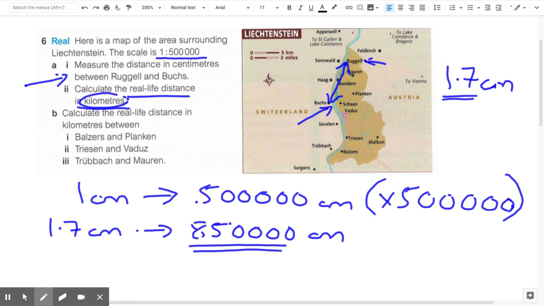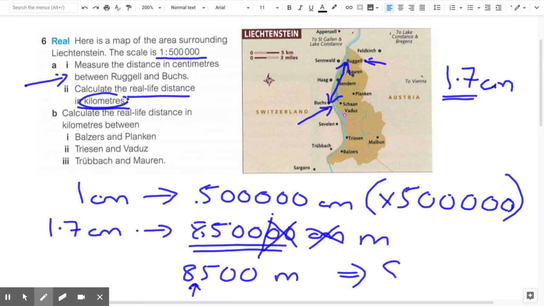So we know that there are 100 centimetres in a metre. So we can cross off the last 2 zeros. That will give us the unit of metres. So we now know it's 8,500 metres. The question is asking us for kilometres. There are 1,000 metres in a kilometre. So that allows us to move the decimal point 3 places to the left. That will then give us a value of 8.5 kilometres. Okay, so that would then give you the answer to part 2 there.